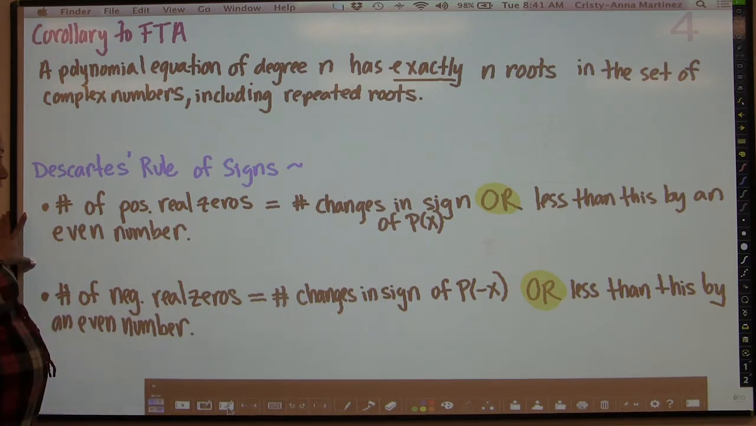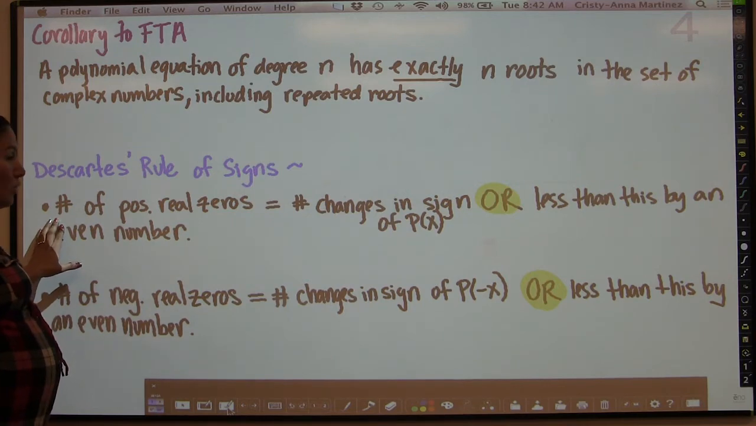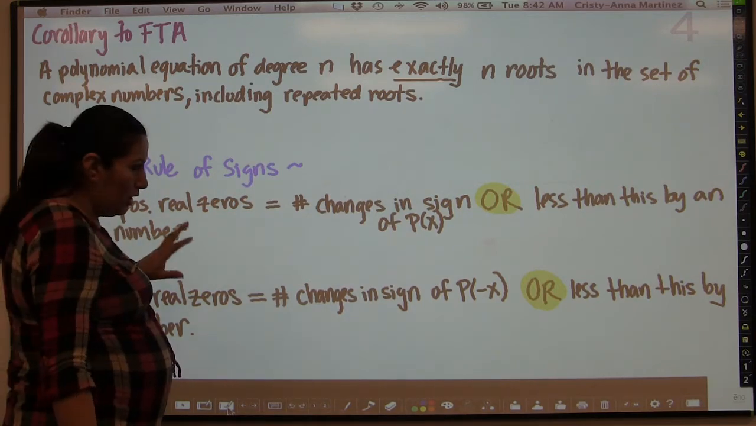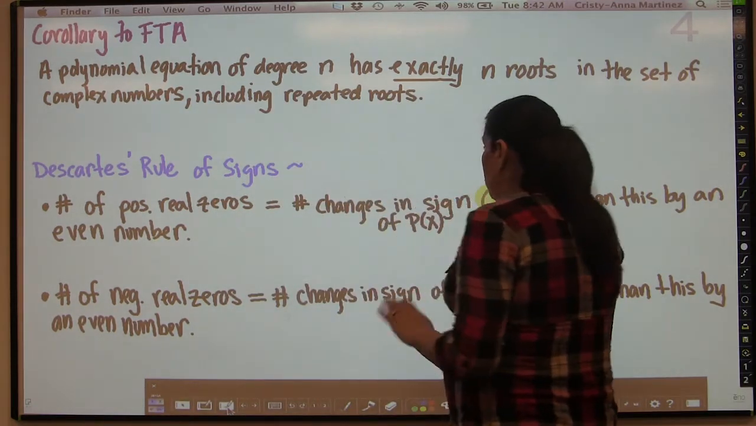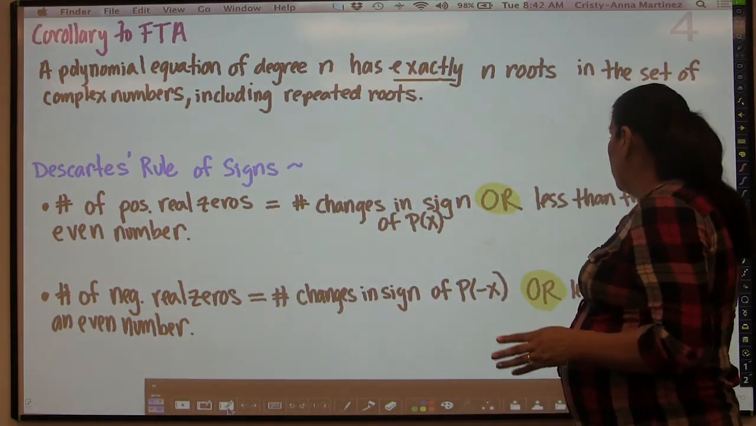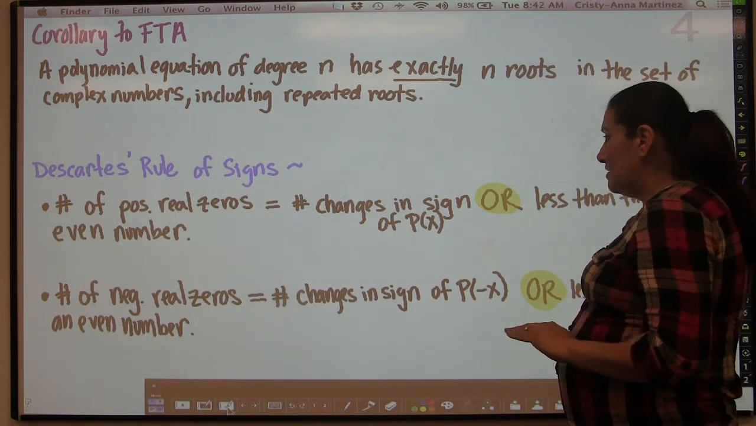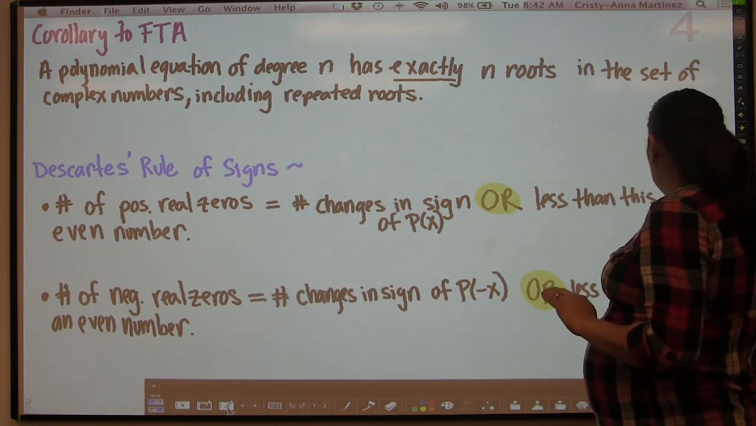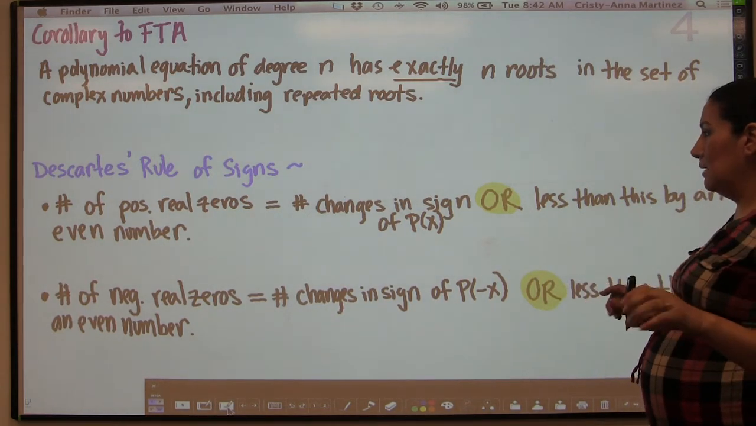So here we are, Descartes' rule of signs, and it says the number of positive real roots for a polynomial is equal to the number of changes in sign of the polynomial, or less than this by an even number. Okay? What that means is, well, actually I'm just going to leave it at that. I'm going to show you with an example in a second.